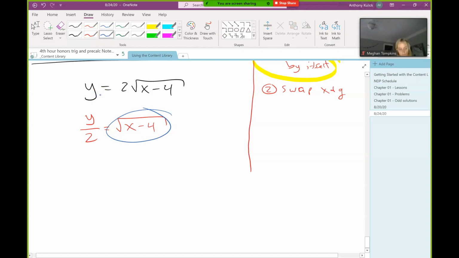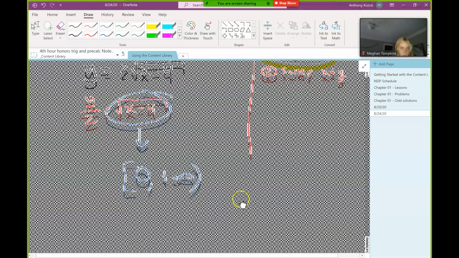What's the minimum value this can have? If I square root something, what's the smallest number I can get if I take the square root? Zero, right? Everybody agree? And there's no limit on the biggest number I can have if I take the square root of it. There's our range again, right?